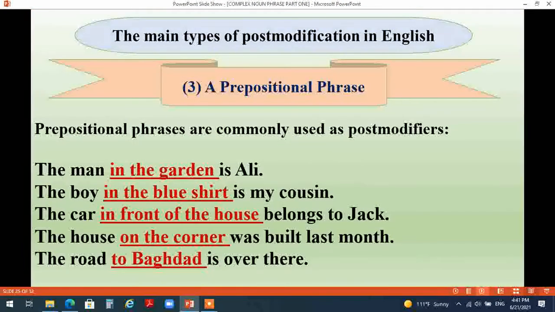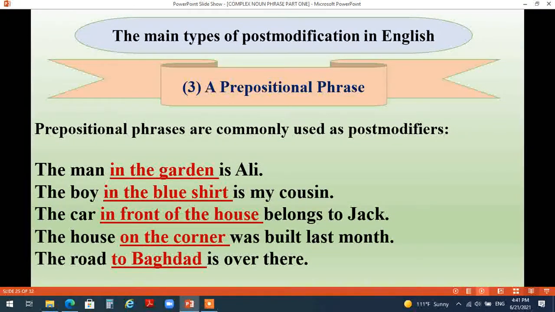Regarding the third main type of post-modification, it is called prepositional phrase. Prepositional phrases are commonly used as post modifiers. Prepositional phrases can be used to give a description to a noun that came before them.